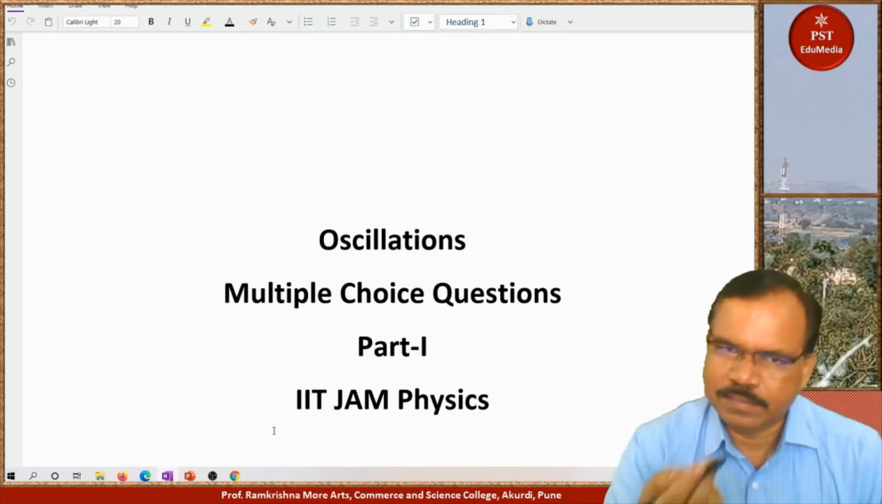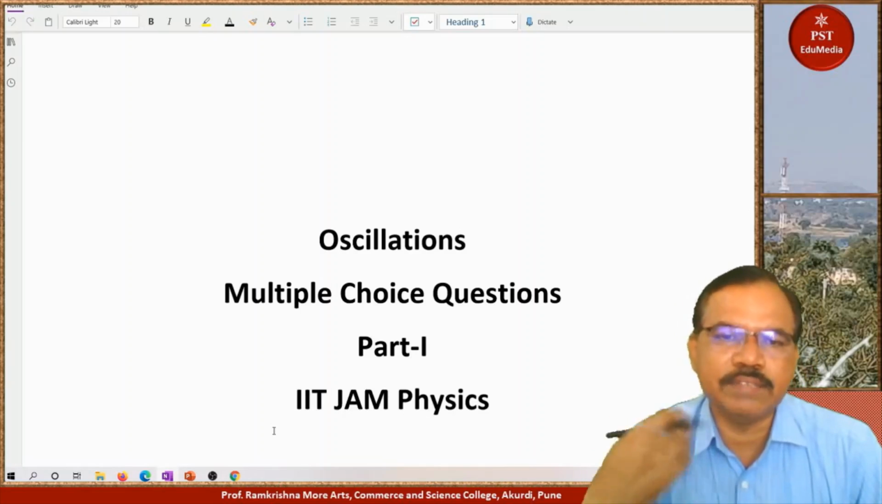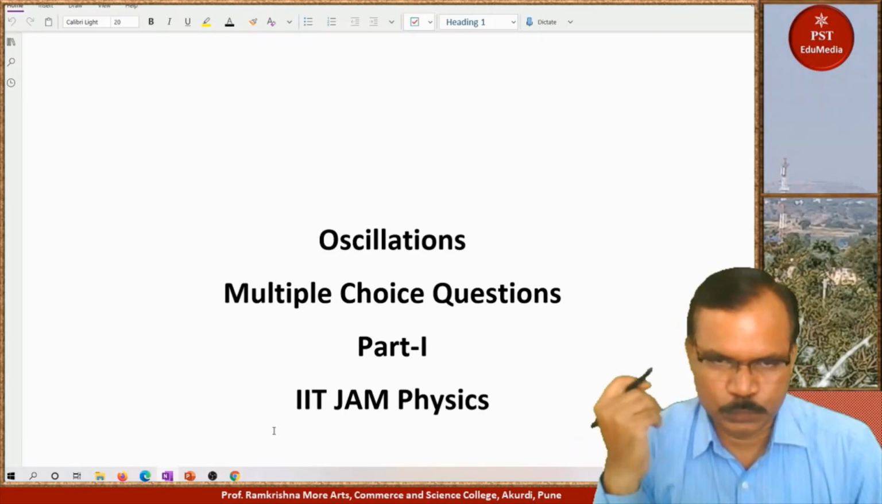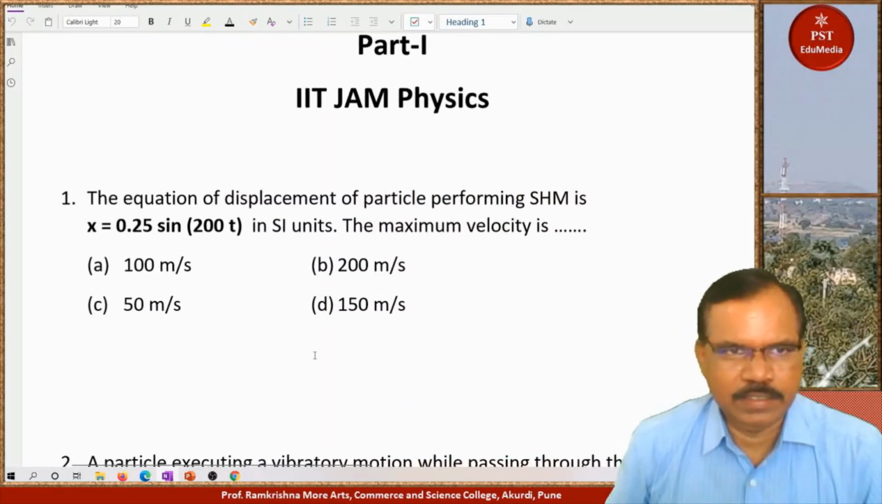So we'll see some multiple choice questions today. And these are useful for IIT JAM physics as well as other examinations also. So we'll go to the first one.